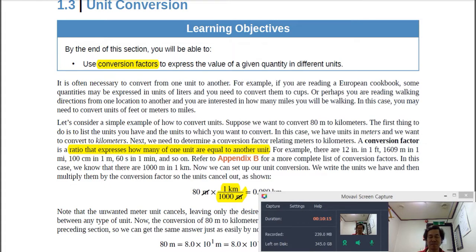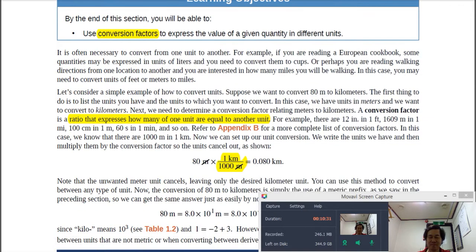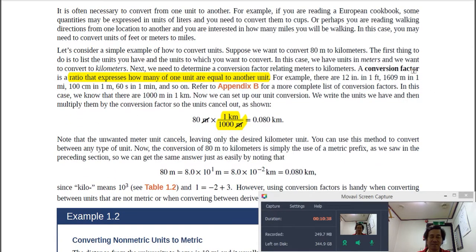You remember we have the metric system, but there are other systems. So we need to know how to convert the unit in different systems. To convert the unit, we need a conversion factor, which is a ratio that expresses how many of one unit are equal to another unit.